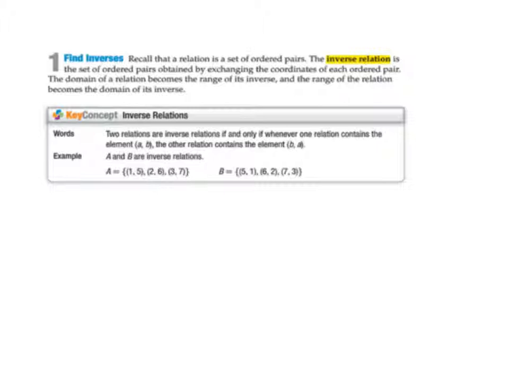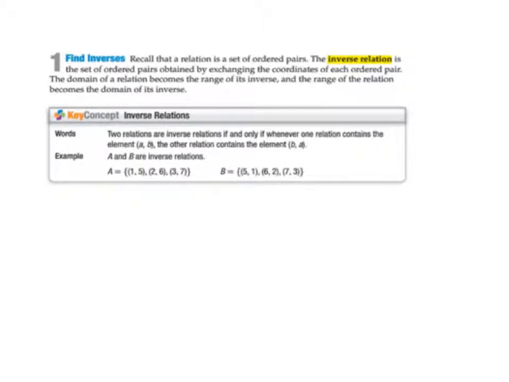A relation is just a set of ordered pairs. Not all relations are functions, but all functions are relations. So to find the inverse of a relation, all you do is switch the order, and you can see that here, right? You had (1, 5), now it's (5, 1); (2, 6), (6, 2); (3, 7), (7, 3). So this is extremely easy. To find the inverse of ordered pairs, you just switch x and y.